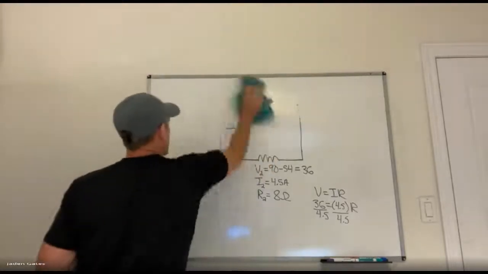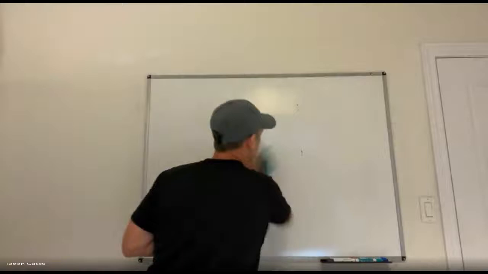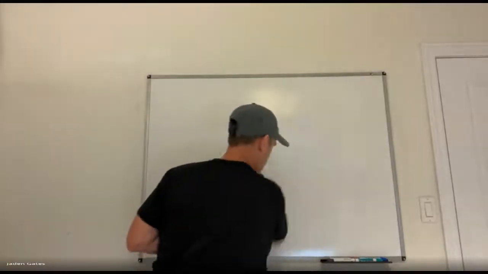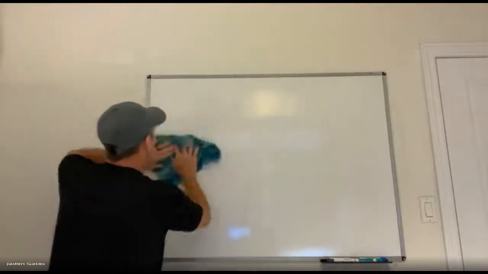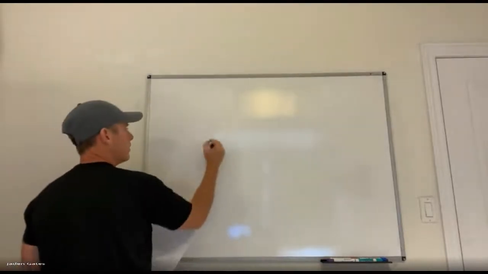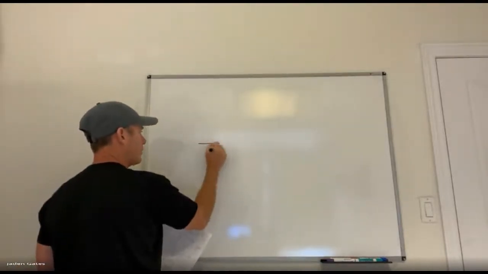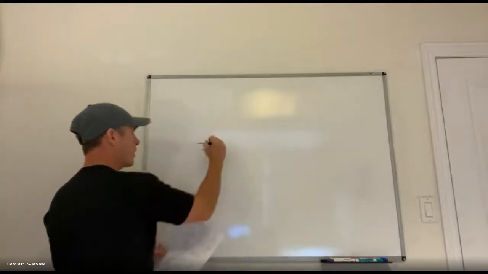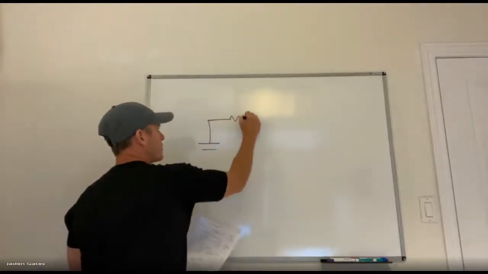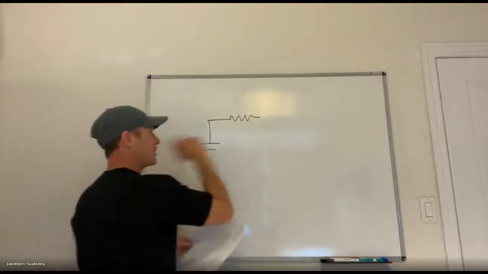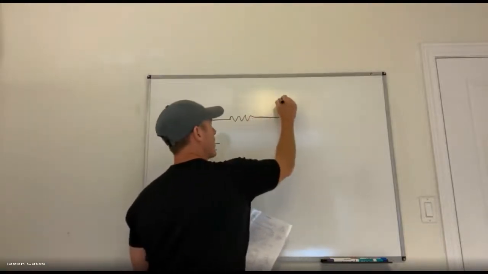So we get to example number 2. Let's see what we got here. All right, so the next one we have, here's our source. We go up. We have a resistor there. And it's in series, and then all of a sudden we have a parallel part.